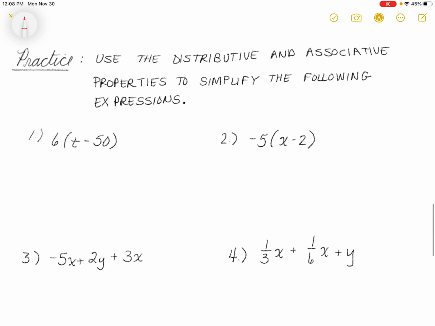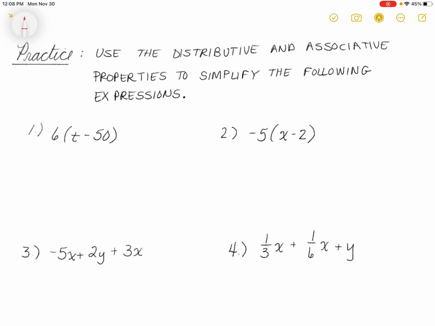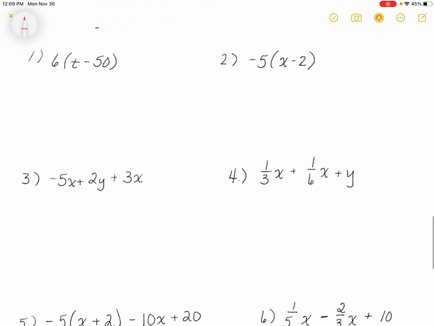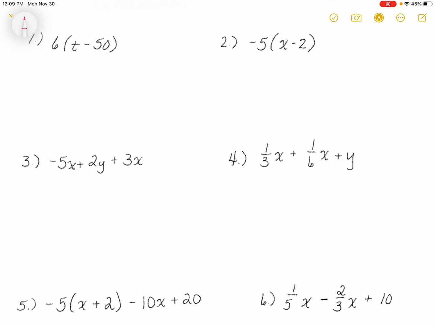Now we have a few practice problems that I want you to do on your own. Use the distributive and associative properties to simplify the following expressions. Take just a few minutes and work through problems 1 through 6. Now that you've worked through the problems on your own, let's talk through them together.